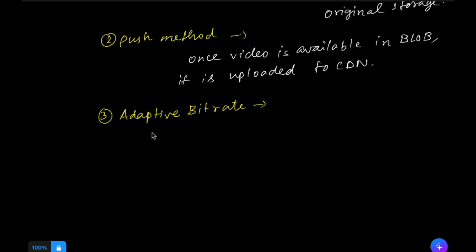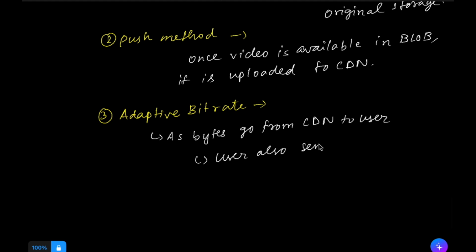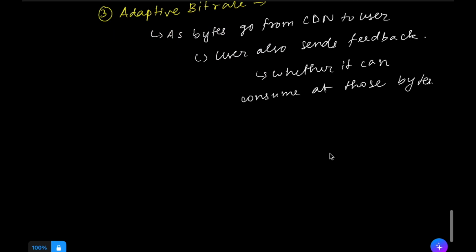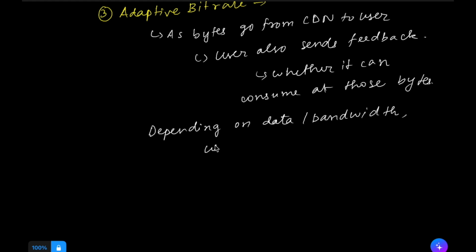So here what happens is, as bytes go from CDN to user, the user also sends feedback whether it can consume at those bytes. So depending on the feedback, depending on the data or bandwidth, we can up or down the resolution.